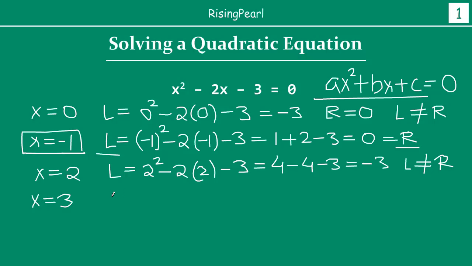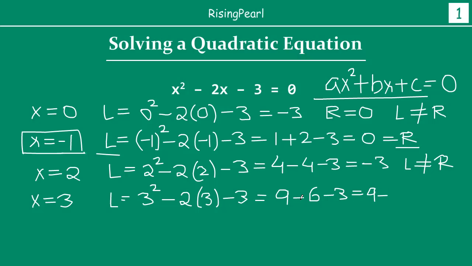So for x equals 3, the left hand side is equal to 3 squared minus 2 times 3 minus 3, right? 3 squared is 9, minus 2 times plus 3 is minus 6, minus 3. Now this will be 9, minus 6 minus 3, which is minus 9. So 9 minus 9 is 0, which is equal to the right hand side. So what we see is that for this value of x equal to 3, the left hand side becomes equal to the right hand side.